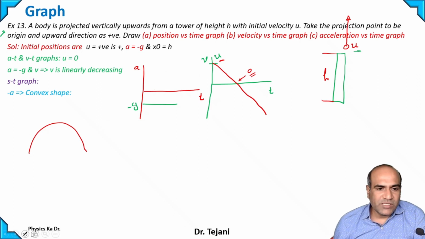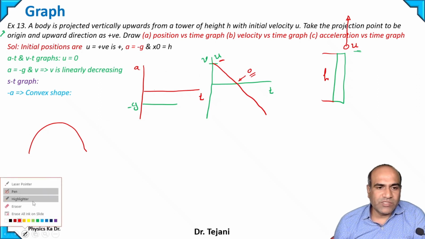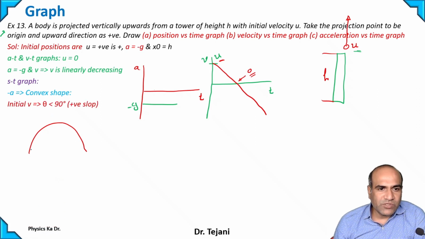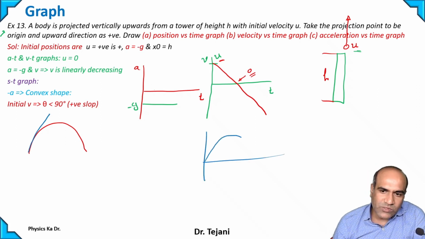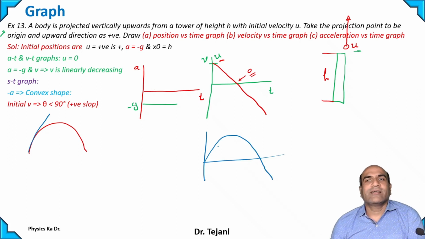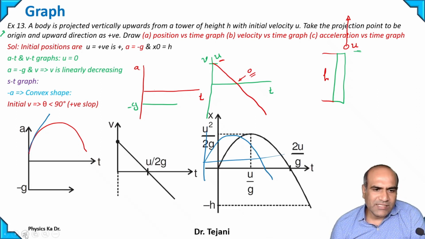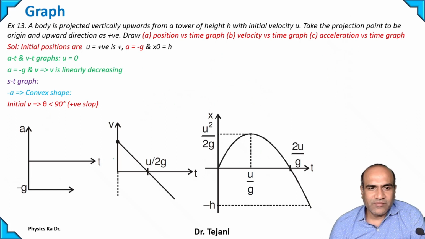So theta should be positive. Let's change the color. Theta should be positive, so this slope should be positive. This is the slope. So if we draw this graph, it goes like that. Let's compare our graph with this.